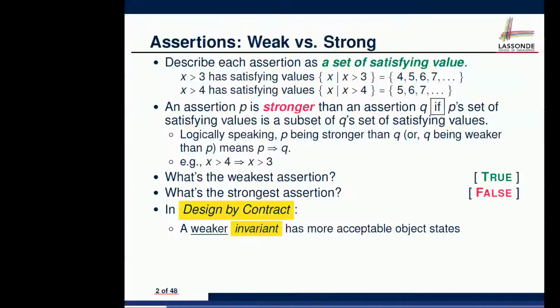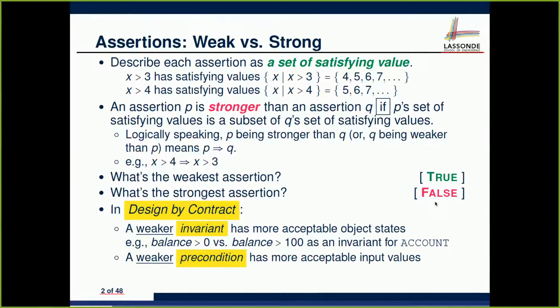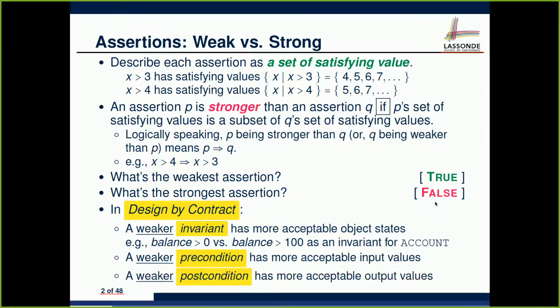Okay, so now let's go back here. And that's just another example. Also, a weaker precondition means you can have more acceptable input values. And for a weaker postcondition, you have more acceptable output values, things like that. Guys, any questions so far? It's quite a bit of review, but I think it's quite important for you to understand. I presume everybody is good.